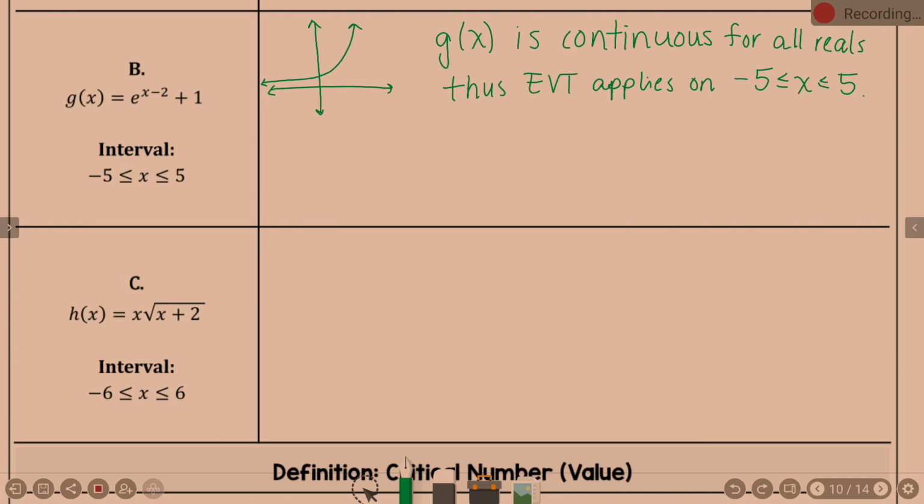Okay, same question on C. H of x equals x times the square root of x plus 2. And the question is on the interval from -6 to 6. Any thoughts here?